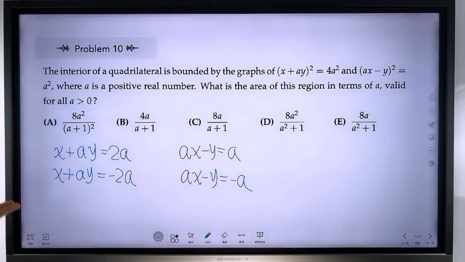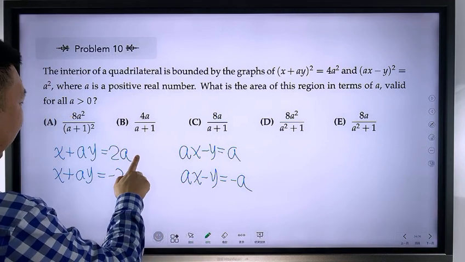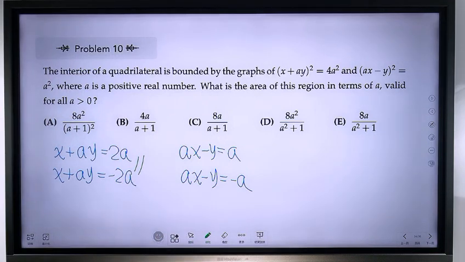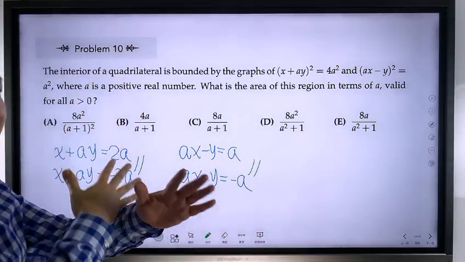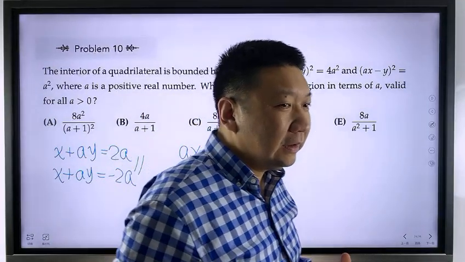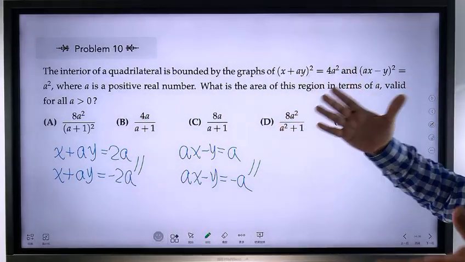So these 2 lines have the same slope, right? So what we can describe would be these 2 lines are parallel, right? And also these 2 lines are parallel, right? Because they have the same slope. Okay, then what do we have? We know that we are going to have a parallelogram. Okay, so for parallelogram, we already know the formula would be the base times the height.